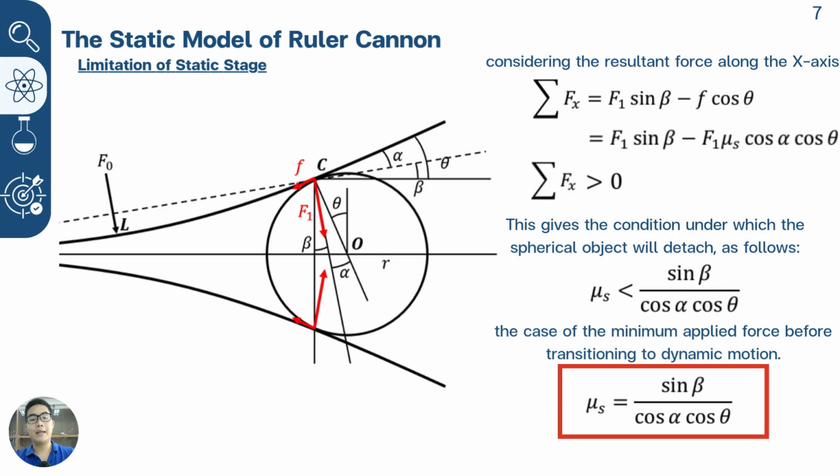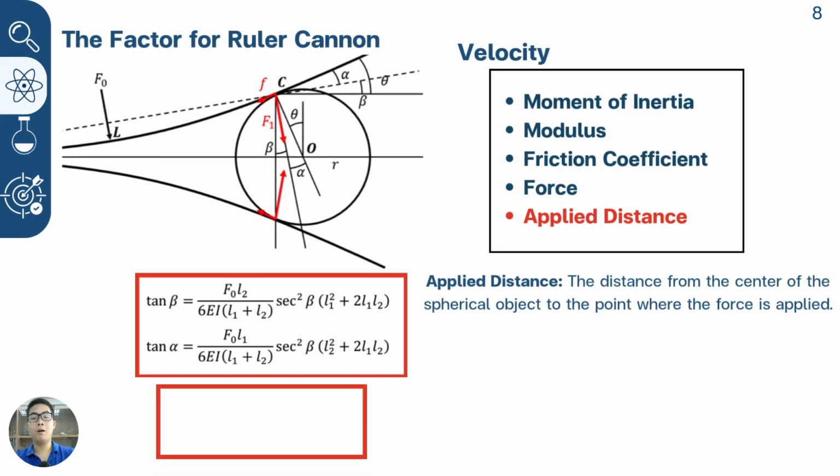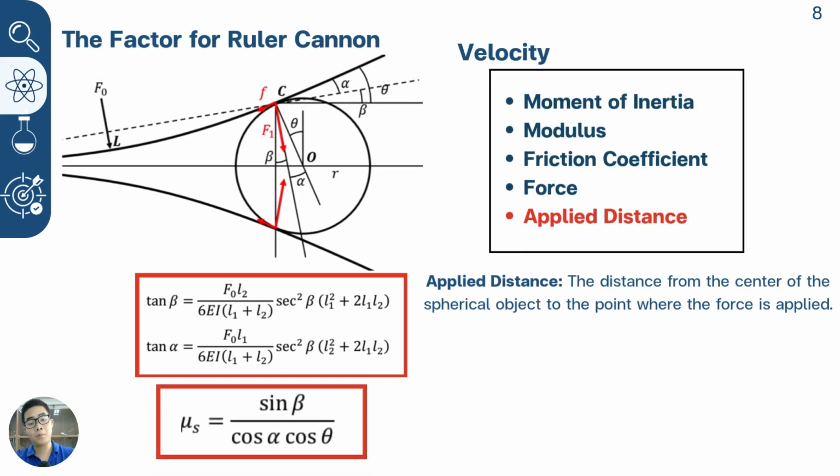In the static state, at the limit, the minimum applied force for motion is given by this equation, as shown in the red box below. When we combine all the model equations, we find five factors that affect the initial velocity: moment of inertia, modulus of elasticity, friction coefficient, applied force, and applied distance. In this study, we focus on applied distance first.